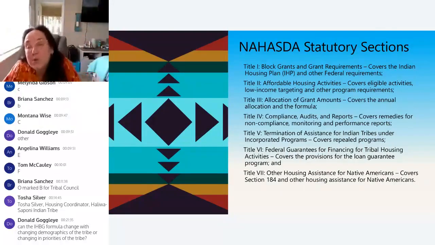So those statutory sections, again, they cover the Indian Housing Block Grant under Title I and our other federal requirements. So that's a good place to start looking. Title 2 is your affordable housing activities. What is eligible? What can I do? What about that low income targeting that we have to do and our other program requirements?